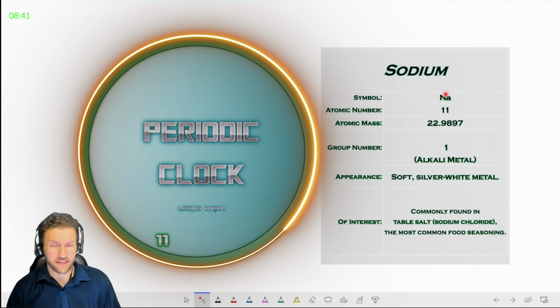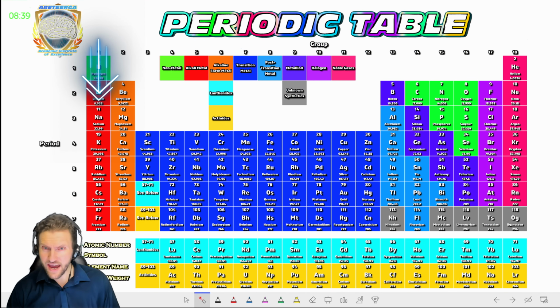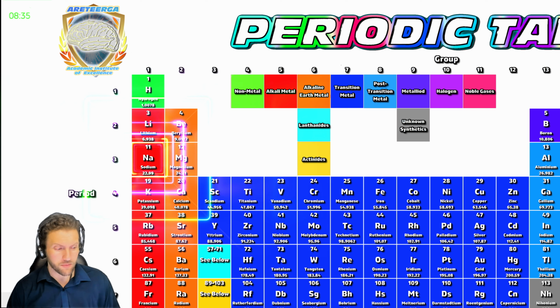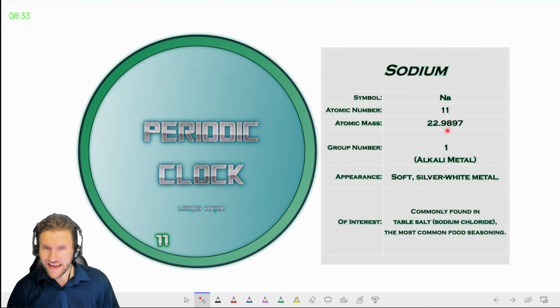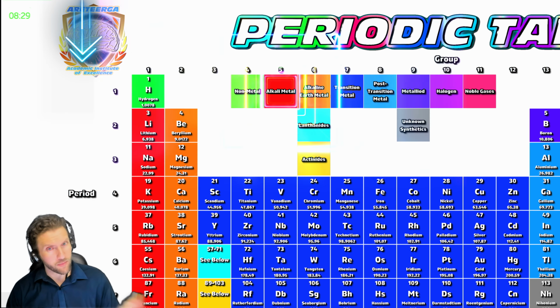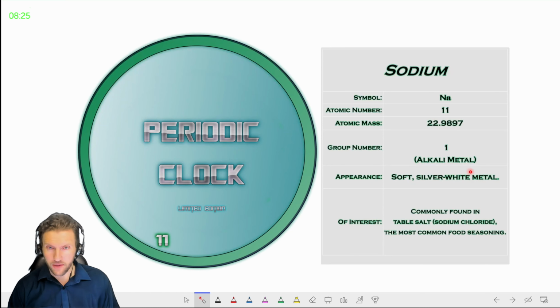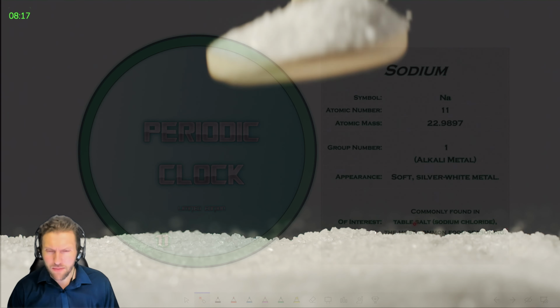Okay, on to 11. Takes us into sodium, which is Na for the symbol. We're up to atomic number 11. The mass is 22.9897. Group number is all the way back, so jumping all the way to the left side. Group 1, it's an alkali metal. In terms of appearance, it's a soft silver white metal. Now, of particular interest, it's actually found in table salt.